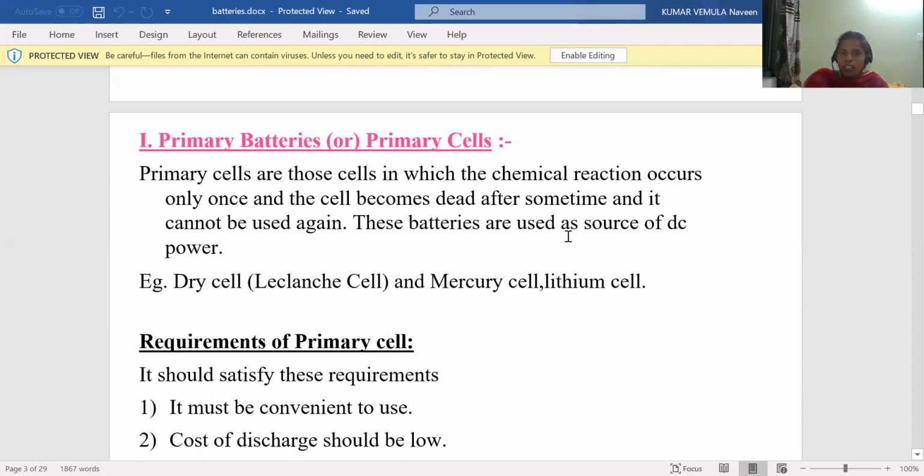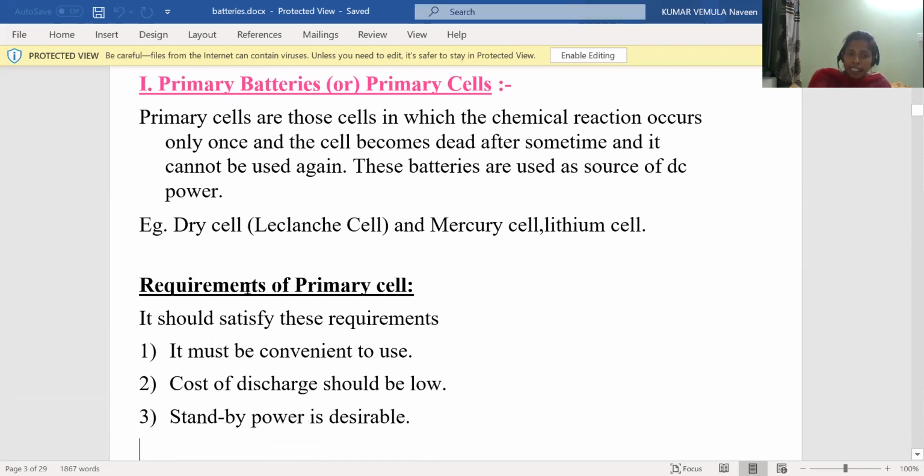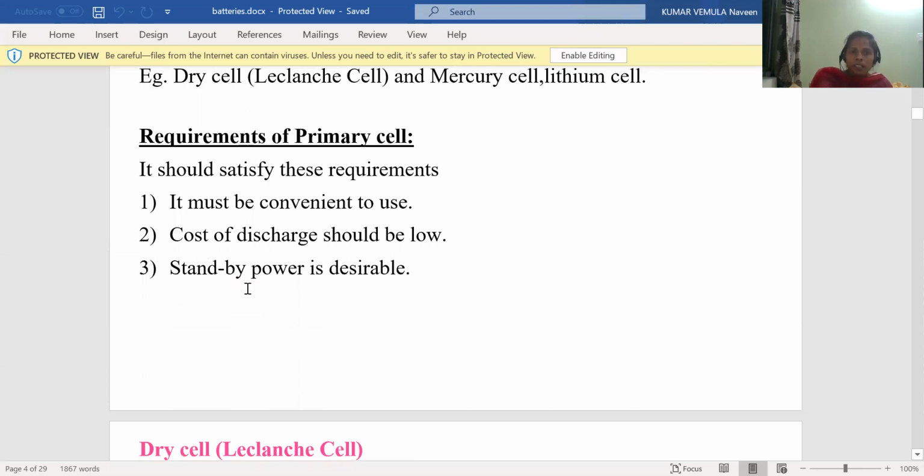These batteries are used as a source of direct current power, DC power only. So this is not used as AC power; we can use it only as DC power. One of the best examples, which is part of our syllabus, is the dry cell. There are also the mercury cell and the lithium cell. These two are not part of our syllabus, only the dry cell is, which I will explain in the next class. But let us see what the requirements of a primary cell are. It should satisfy these requirements: it must be convenient to use, the cost of discharge should be low, and standby power is desirable. These are the basic requirements of the primary battery.